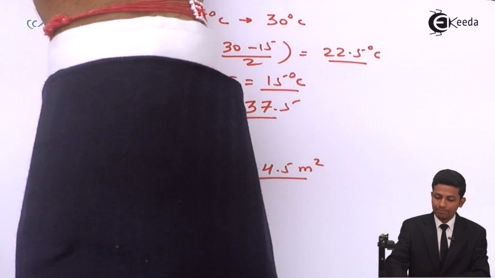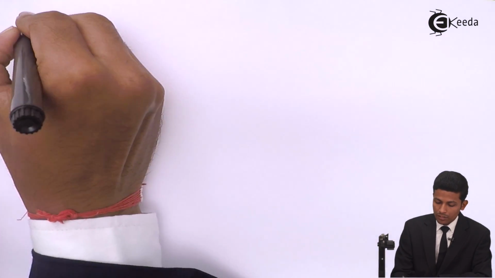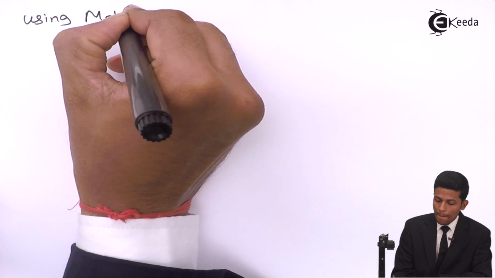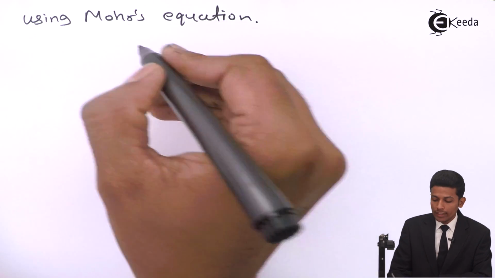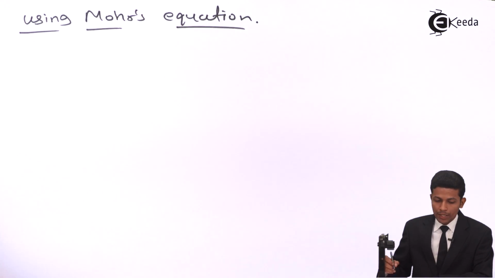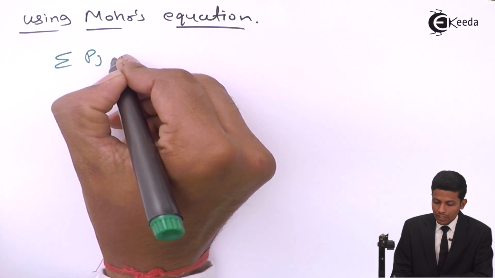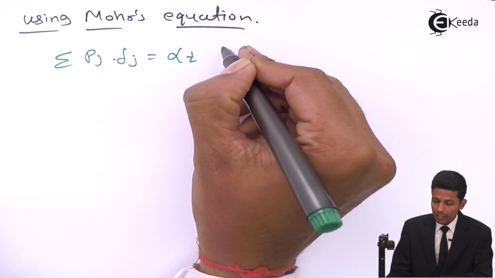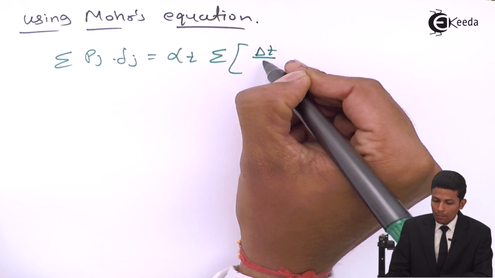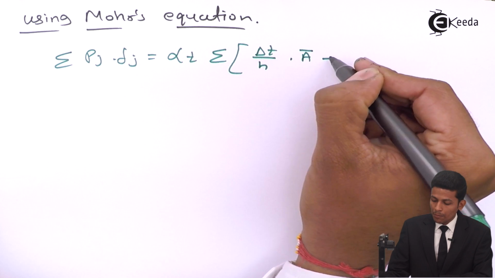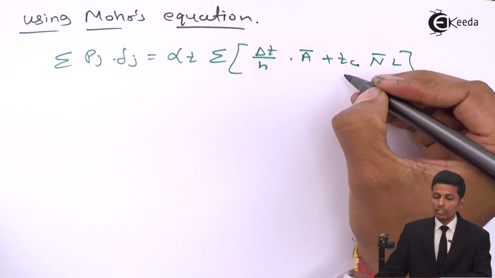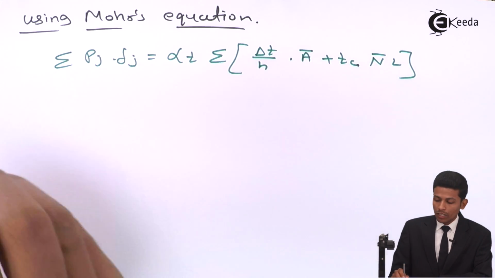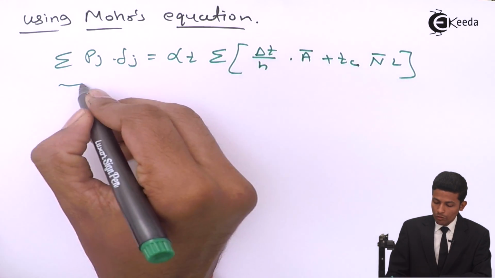Now see, how will you find? Now right over here, using Moore's equation. Now friends, you have to remember this formula of using Moore's equation. Formula will be summation Pj into delta J is equal to alpha T summation delta T upon H into A dash plus TC N dash L. If you are given the effect of axial deformation, then we have to neglect this N dash part. Okay, now here we have to find all this part, so this is your formula.